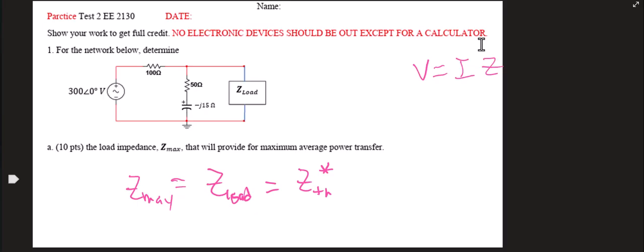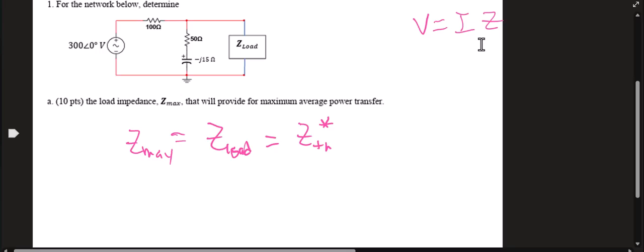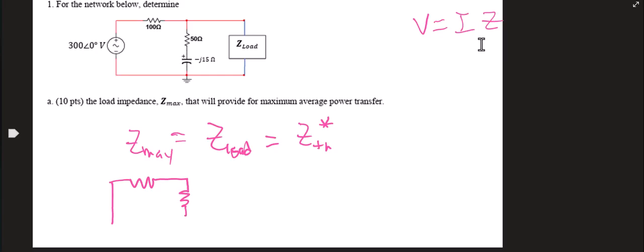Okay, so to find Z Thevenin, we're going to take a look at our circuit from the point of view of the load. For Thevenin, you short out voltage sources. If you had a current source, you would make that an open circuit. And here's our load, right here. So we need to find the equivalent impedance as seen by the load. So as seen by the load, that branch in the middle, the 50 minus j15, is in parallel with the 100, as seen by the load.